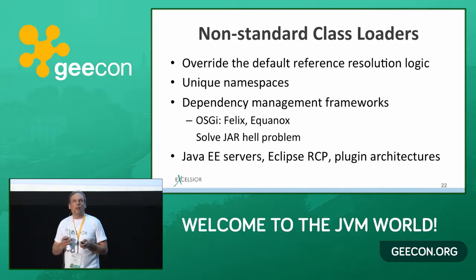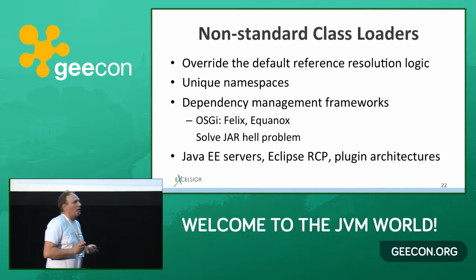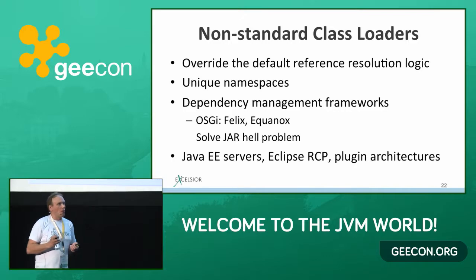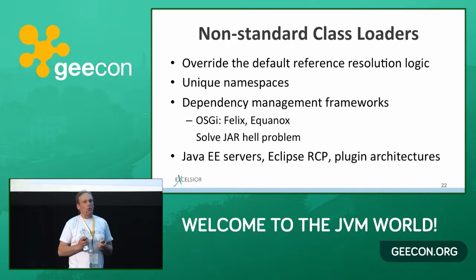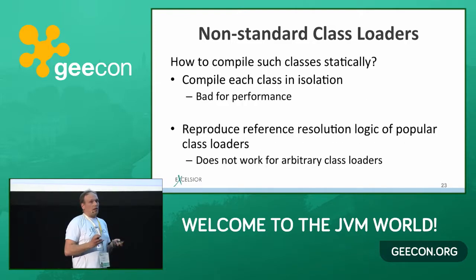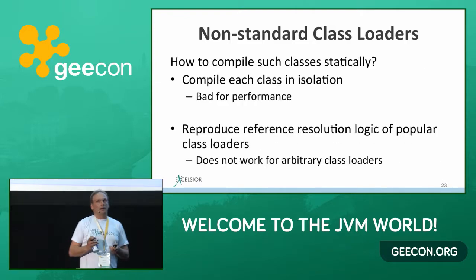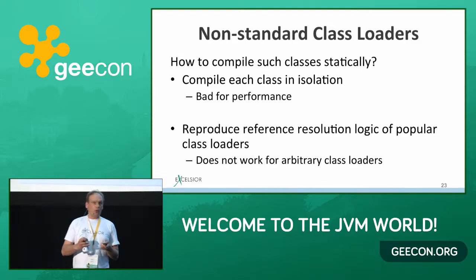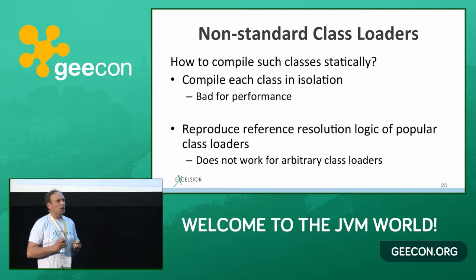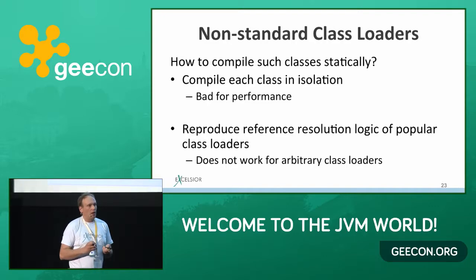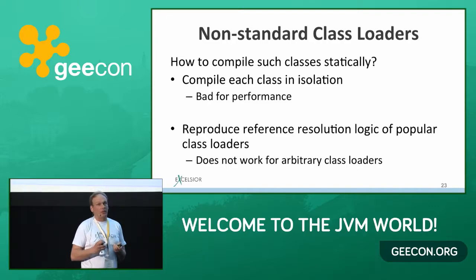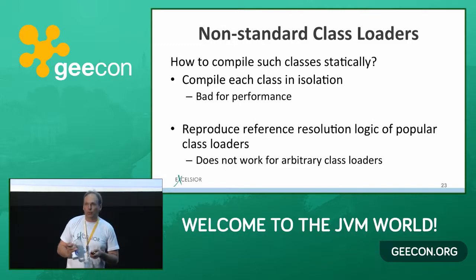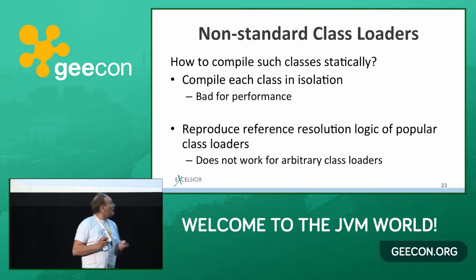So how can we compile such applications statically? A compiler has no way to know how to resolve references in such applications. And first, it can give up trying to resolve references and compile each class in isolation from others. It would work, but it won't be good for performance, because to make your application work fast, a compiler should resolve references between classes to enable inline substitution between them. But fortunately, there is another solution, albeit partial.